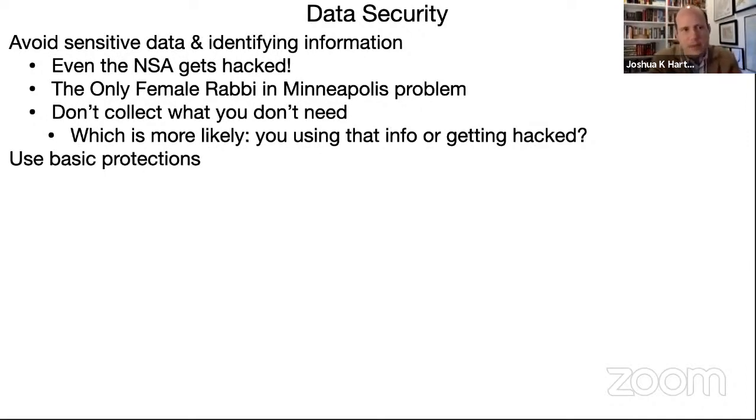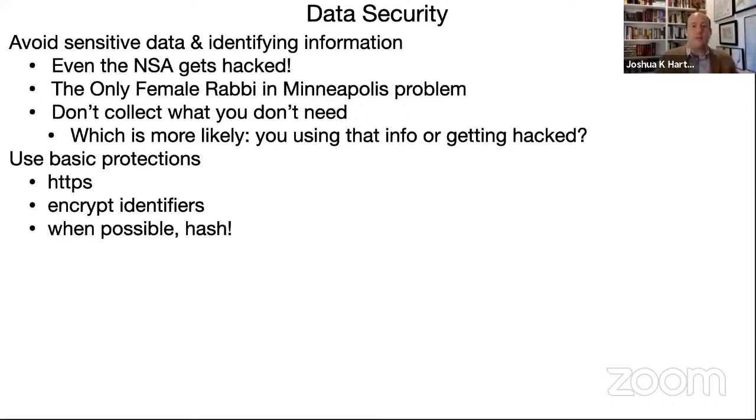And also use some basic protections. So use encryption like HTTPS, which is not hard. You can look up how to do that. Encrypt identifiers. So if you are getting any information you're using to identify somebody, run it through encryption, right? So if you need a name or an email address for some reason, encrypt it immediately, right? So as part of the actual download process. When possible, even better is hashing. So this is basically you have a mechanism for one-way encryption. So you can't actually decrypt.